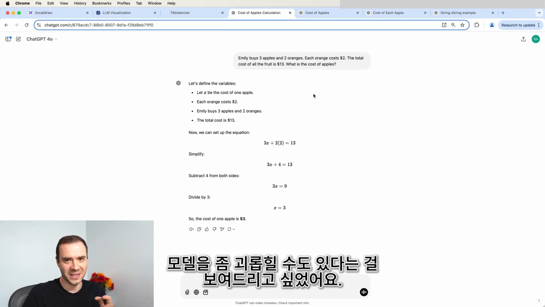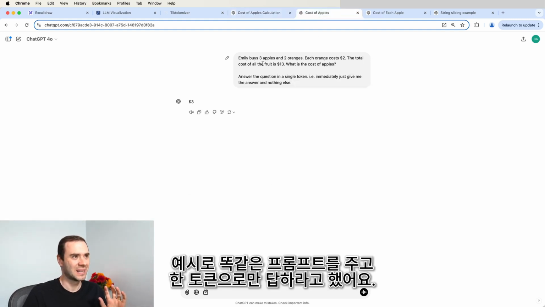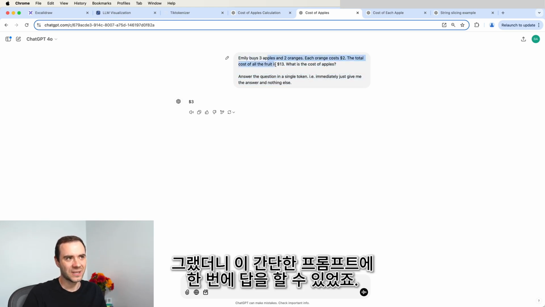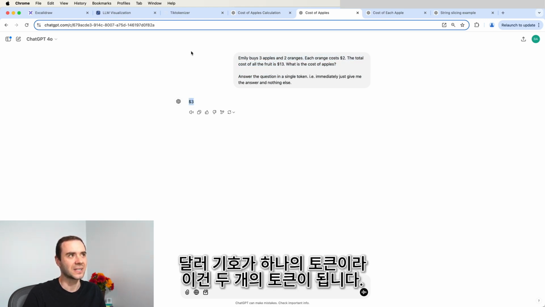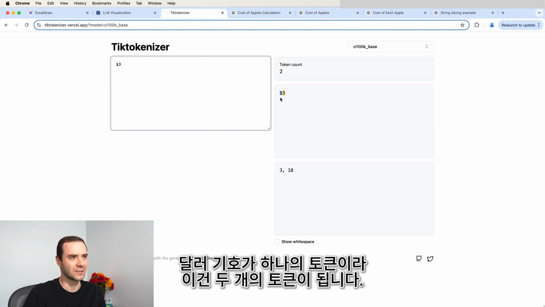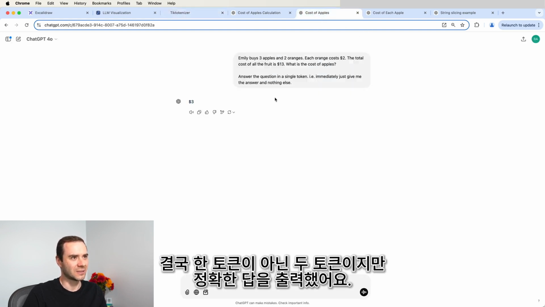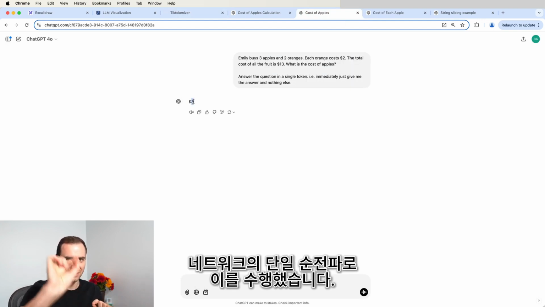I also wanted to show you that it's possible to be a bit mean to the model. We can just ask for things. As an example, I gave it the exact same prompt, and I said, answer the question in a single token. Just immediately give me the answer, nothing else. And it turns out that for this simple prompt, it was able to do it in a single go. I think this is 2 tokens, right? Because the dollar sign is its own token. So this model didn't give me a single token, it gave me 2 tokens, but it still produced the correct answer, and it did that in a single forward pass of the network.